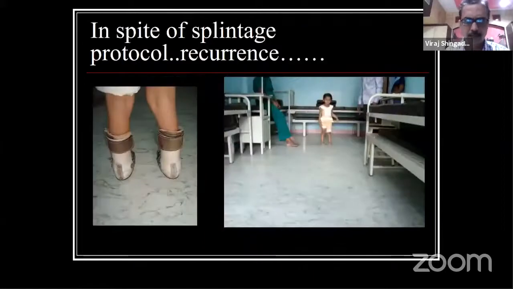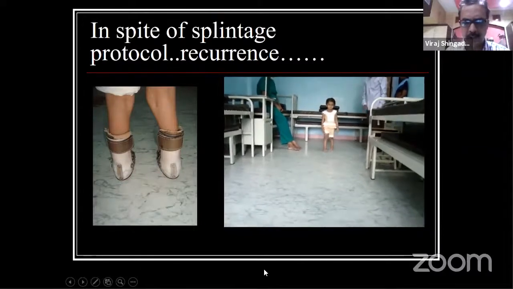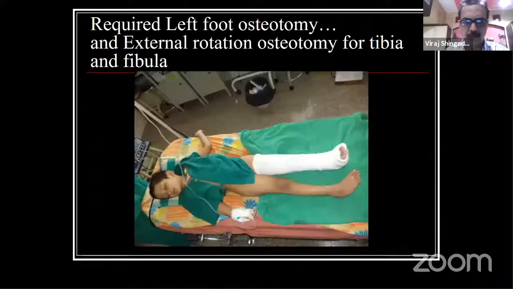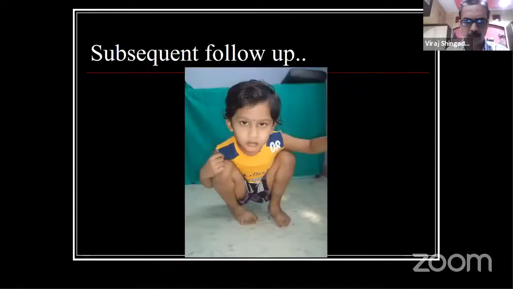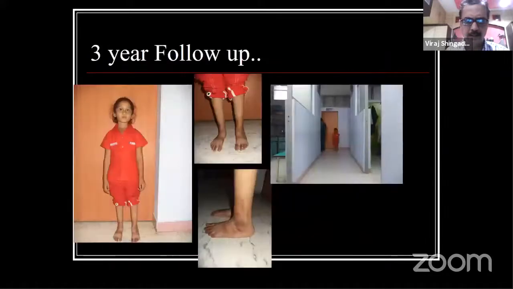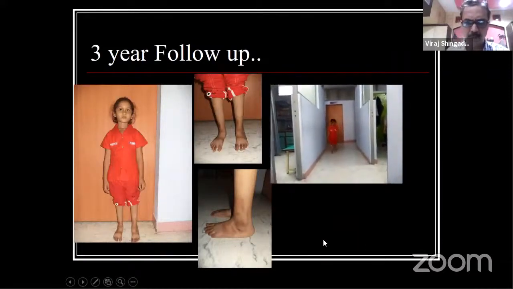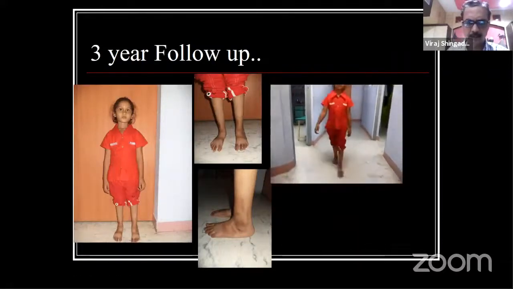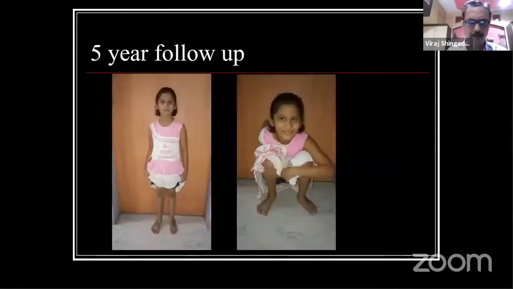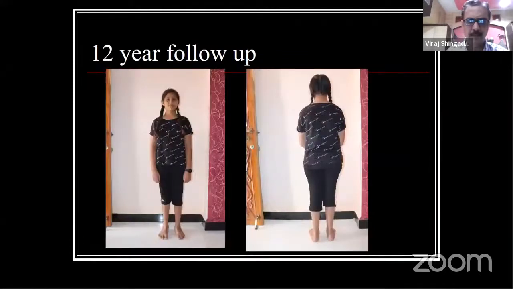In spite of a good splintage protocol and the follow-up, she started getting recurrences, and subsequently the deformities increased. For one foot, we had to go ahead with the rotational osteotomy as well, in addition to the dorsal closing wedge osteotomy of the foot. And for the other foot also we operated. And this is the correction, and this is a 3-year follow-up of the same girl. Then subsequently we kept her under follow-up. You can see the plantigrade foot, it's basically a good mobile foot. This is a 5-year follow-up of the same girl, and this is a 12-year follow-up.